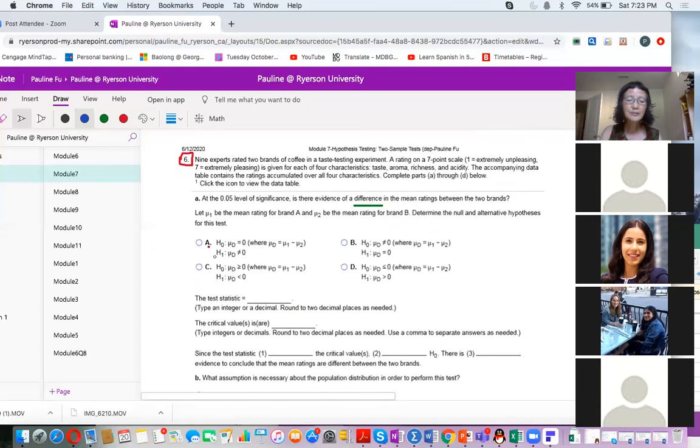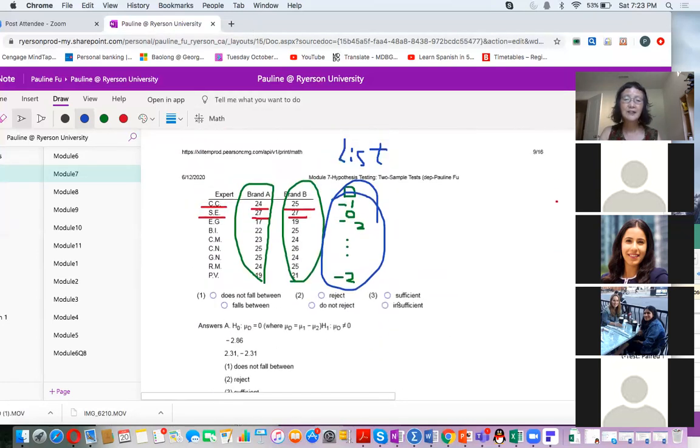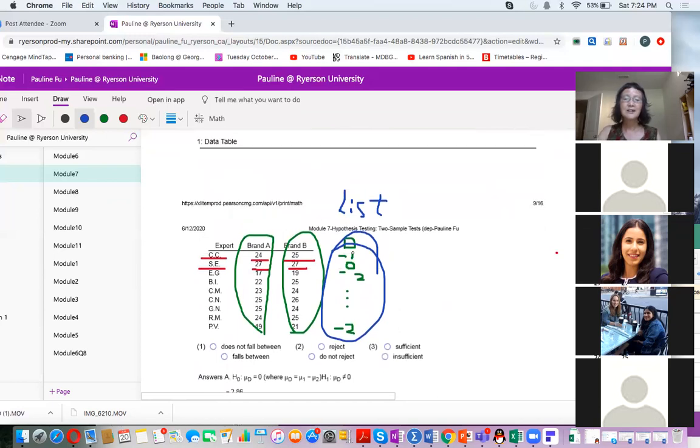I have to explain what is the mu D. See, A, B, C, D, everybody has mu D. What does mu D mean, okay? In order to answer what is mu D, I have to go back to this data.